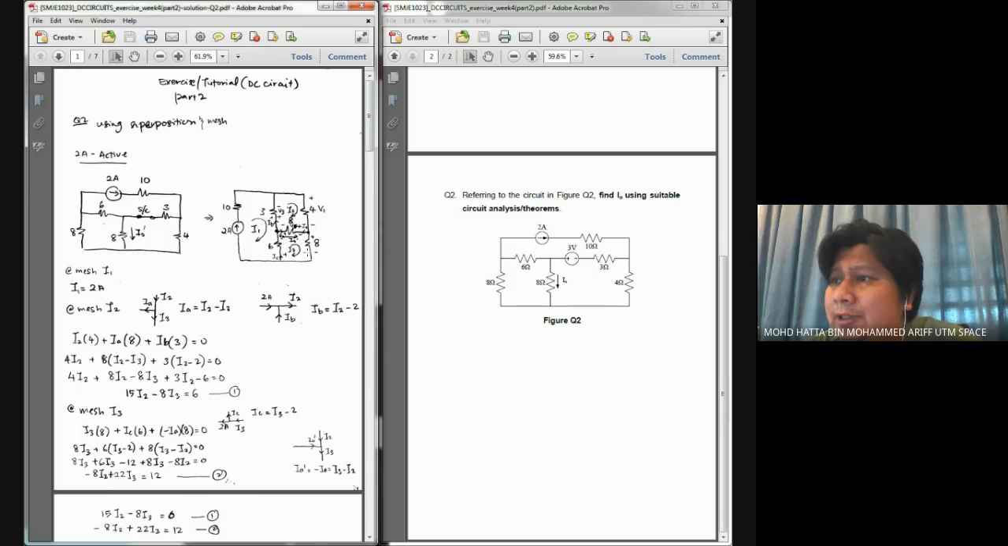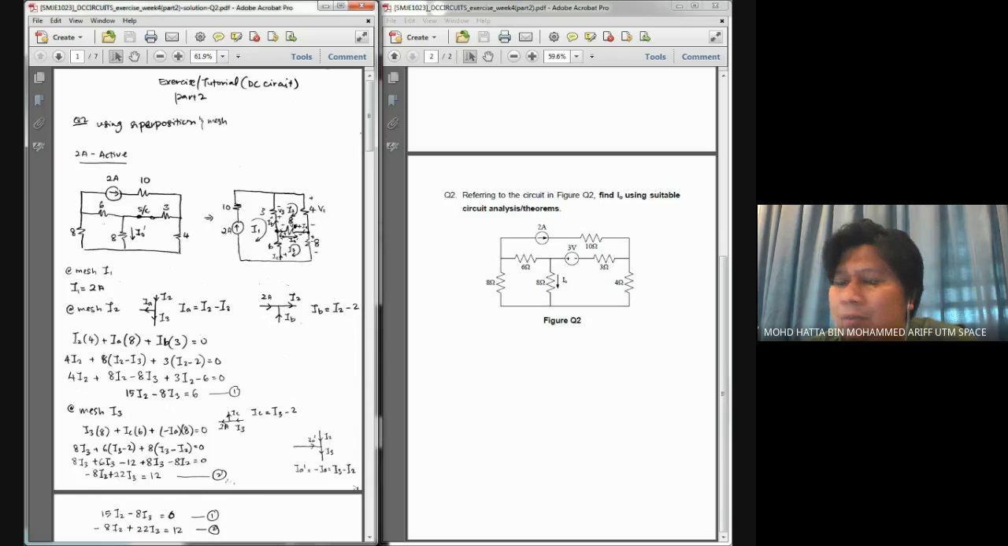There are 3 resistances inside the loop. We have an 8 ohm resistor over here, we have 6 ohm, and also the 8 ohm at the middle. So based on the loop, I set up my Kirchhoff voltage law equation.